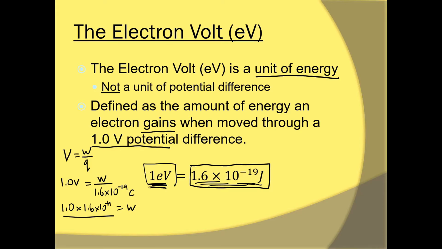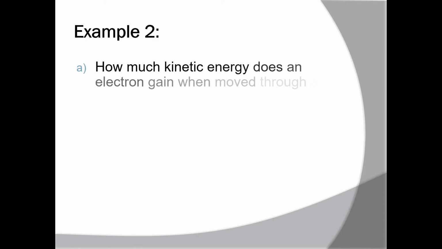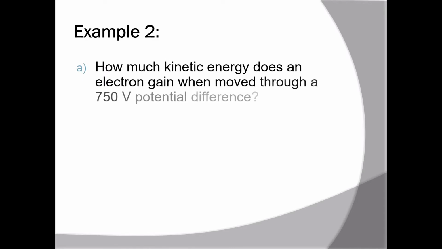All right, so let's go through some examples of how we can convert from electron volts to joules and vice versa. Example 2a. This example asks how much kinetic energy an electron can gain if I move it through 750 volts of potential difference. So we're talking about an individual electron.